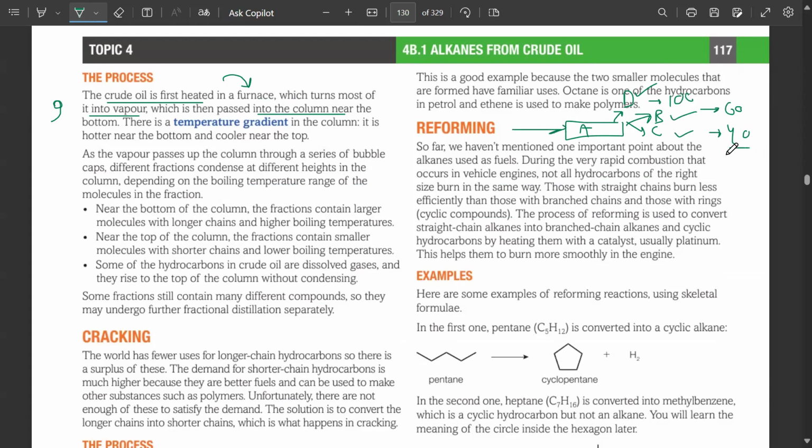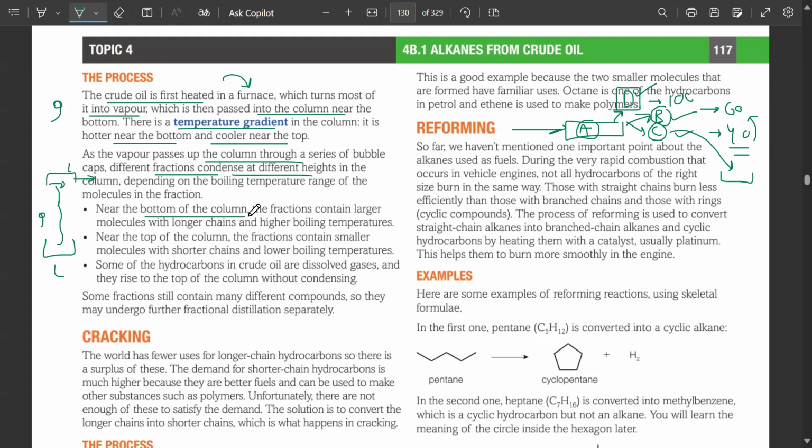You start giving heat. The moment the temperature reaches 40, C is going to leave from A, because A is a mixture of B, C and D. It's going to boil off and collect in a column. Then when the temperature reaches 60, B is going to fly off, leaving behind only D. So there's a temperature gradient in the column, hotter near the bottom, cooler near the top. As the vapor passes up the column through a series of bubble caps, different fractions condense at different heights. It was liquid, reached its boiling point, turned into a gas, went inside the column, and condensed again into liquid form, so we can collect our desired product.